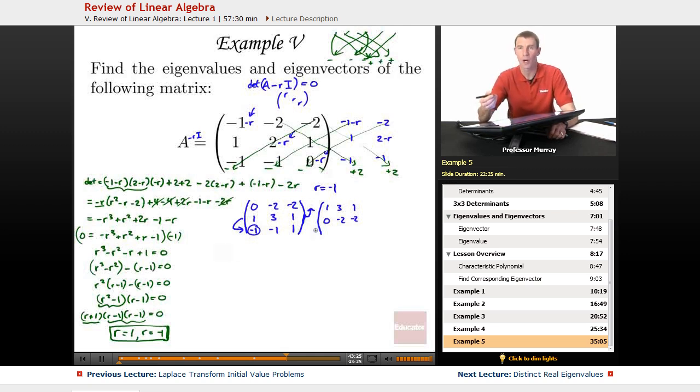These are elementary row operations that we learned how to do in linear algebra. So if you're a little rusty on this, we've got some lectures on linear algebra here on Educator.com. You might want to check those out and just remind yourself how to do elementary row operations. So if I add this 1, 3, 1 to negative 1, 1, what I'm going to get is 0, 2, and 2.